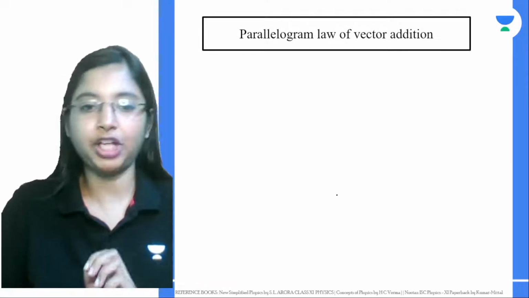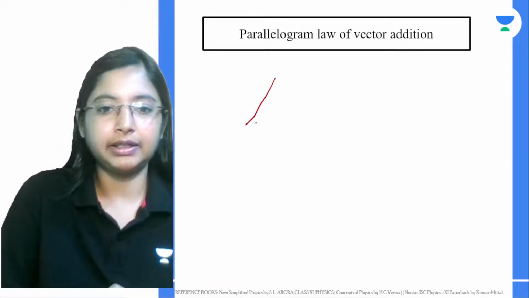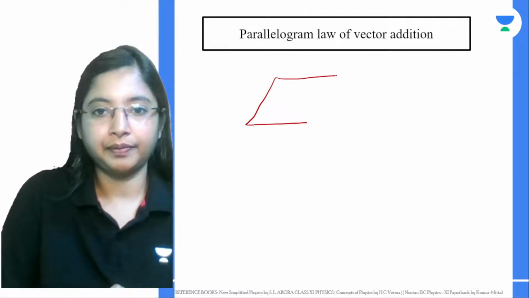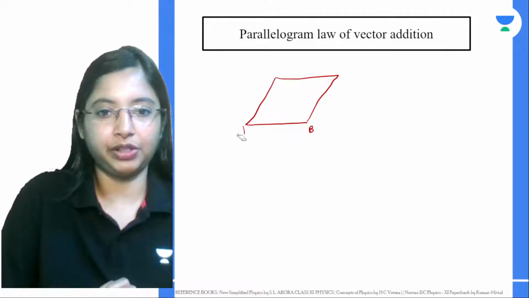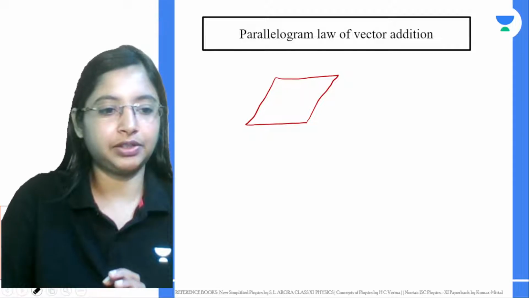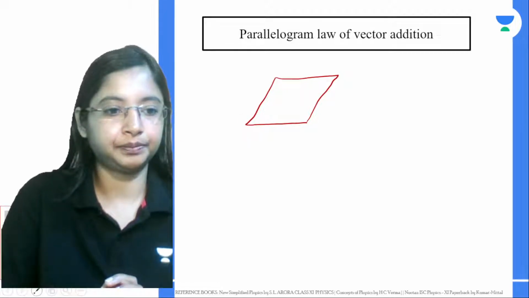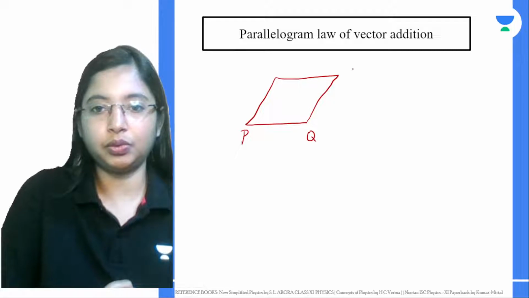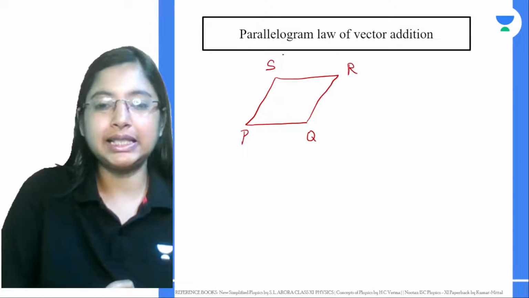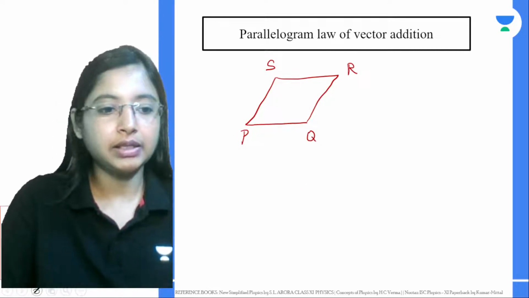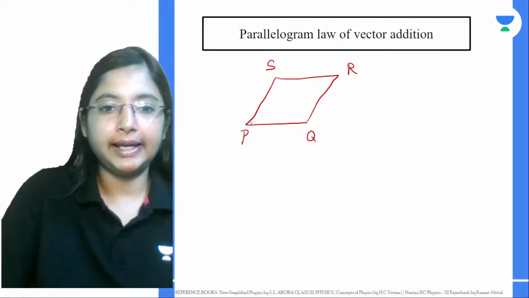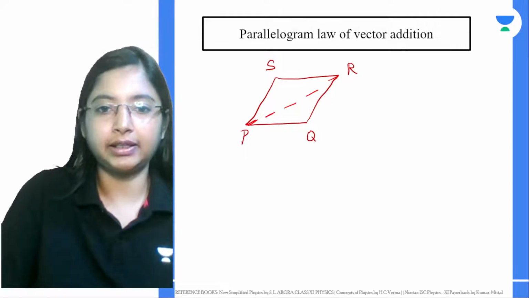Just think of the shape of a parallelogram. Let's say this is A, B, or P, Q, R, S, because we have been using A, B for vectors. So let's just use PQRS. These are the sides of the parallelogram. It has four sides, and other than this, it also has a diagonal in between.